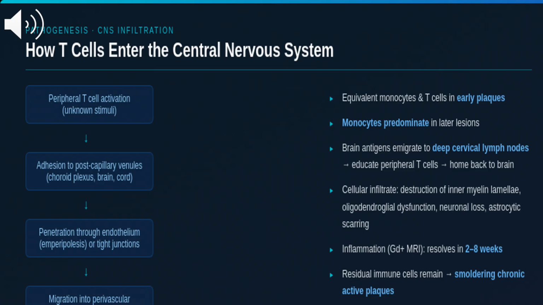Inflammation, visualized as gadolinium-enhancing MRI lesions, largely resolves within 2 to 8 weeks, but this is deceiving. Unseen by MRI, some immune cells remain in plaques, poised for reactivation. These smoldering chronic active plaques drive the slow, progressive axonal loss that underlies long-term disability.